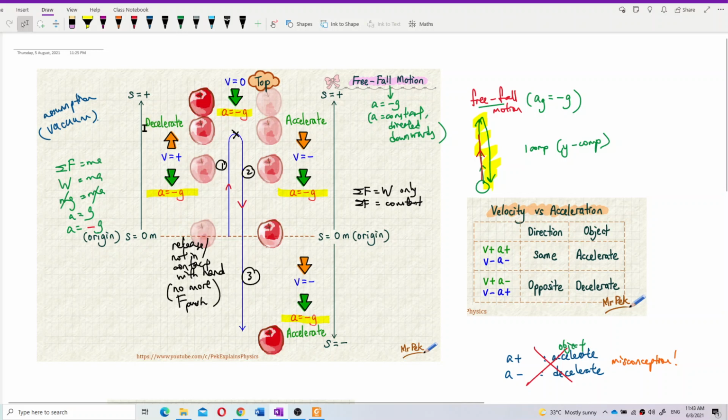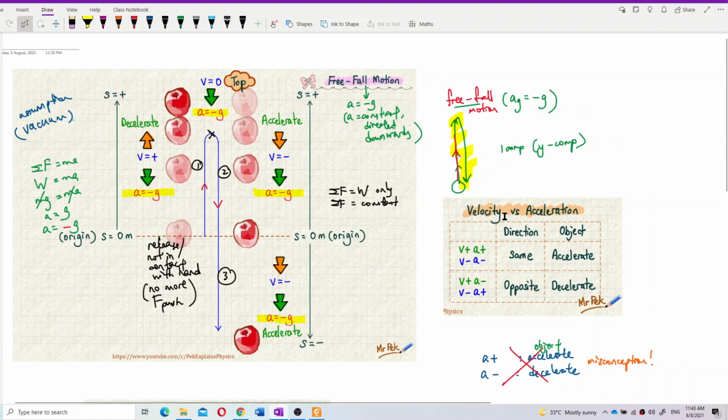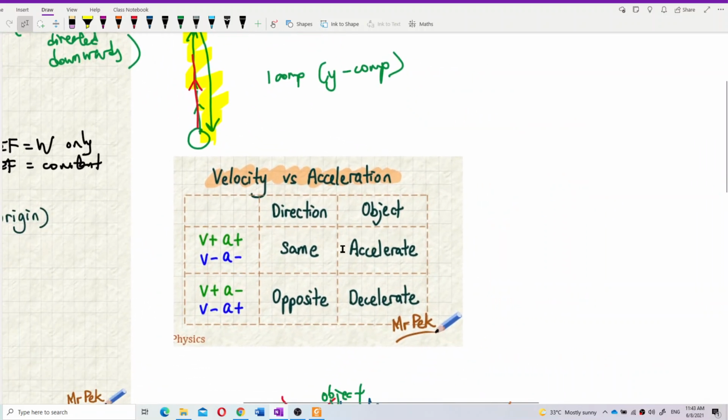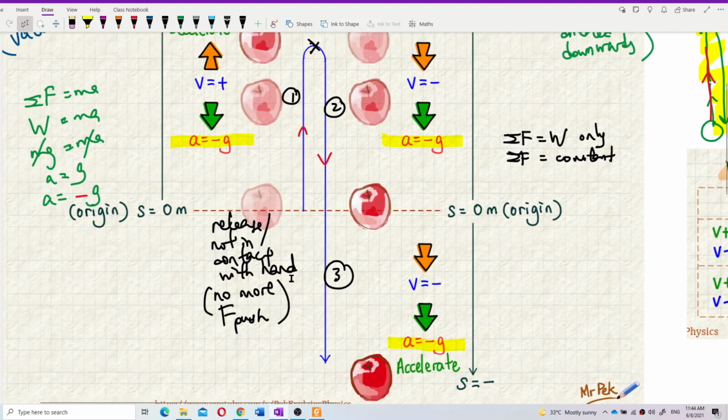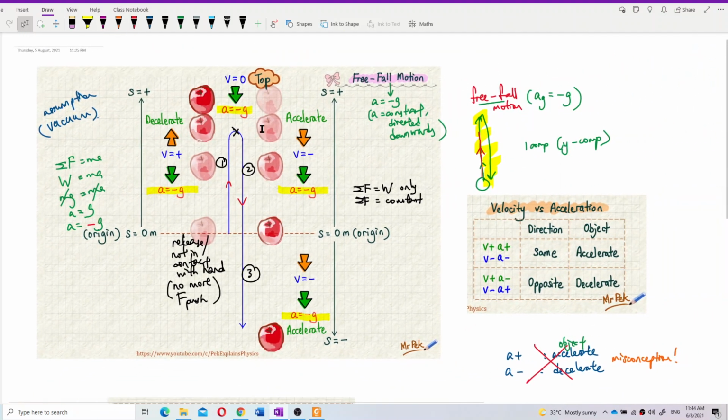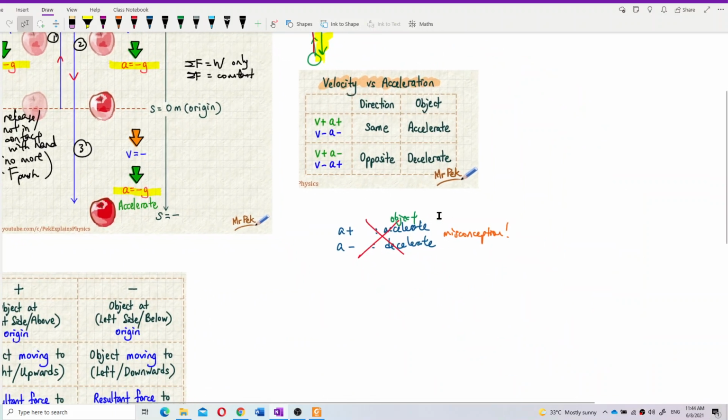Decelerate. What makes sense that this object decelerates? From what you have learned before about this, when velocity and acceleration are in the same direction, the object accelerates. But when velocity and acceleration are in opposite directions, the object decelerates. What is this situation? Make sense of this table. I want you to make sense of this table and clear off the misconception you have all the while.